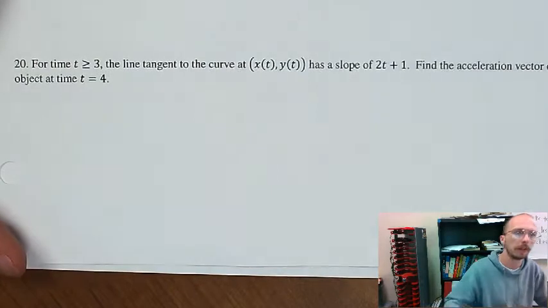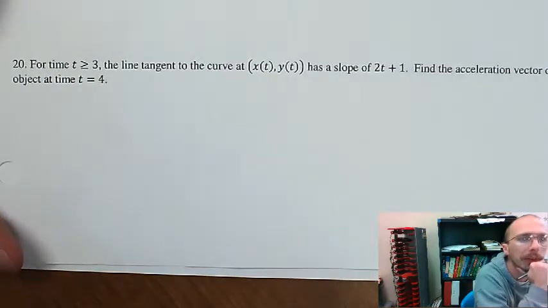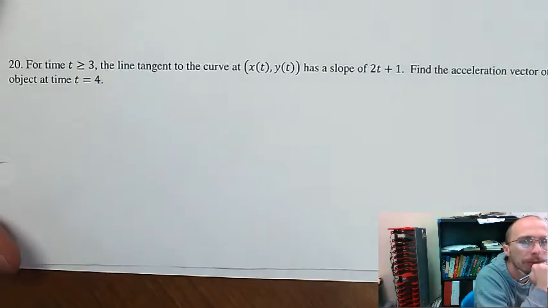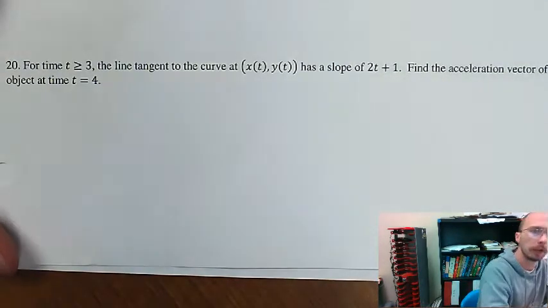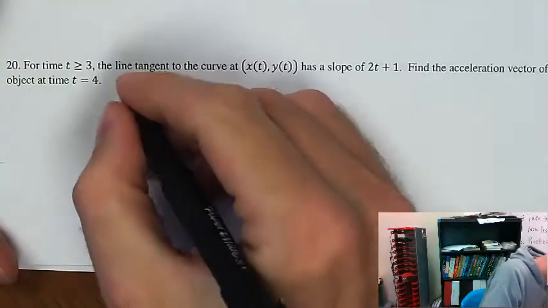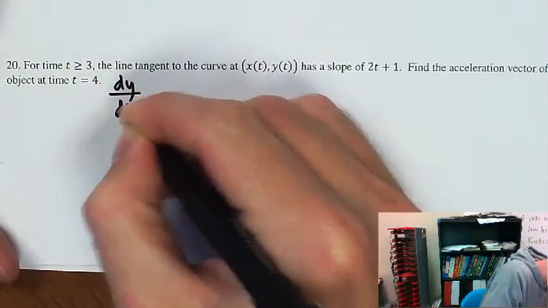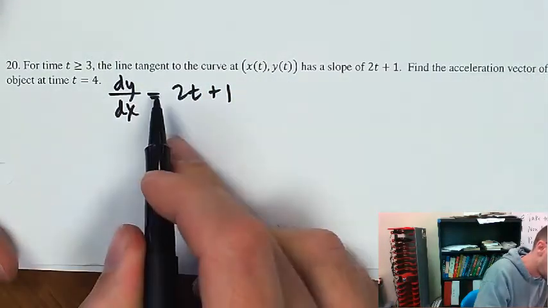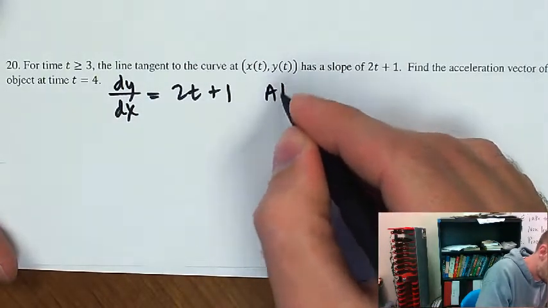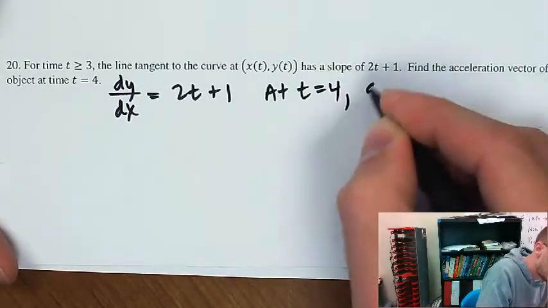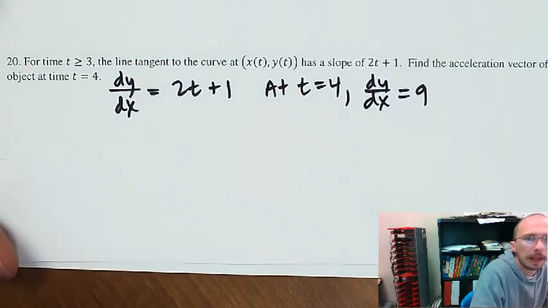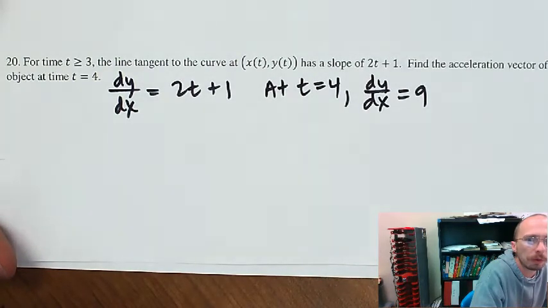This last one: at time t greater than or equal to 3, the line tangent to the curve at x and y has a slope of 2t plus 1. Okay, so the line tangent has a slope, that means dy/dx is equal to 2t plus 1. At time t equals 4, dy/dx equals 9. Find the acceleration vector of the object at time t equals 4.